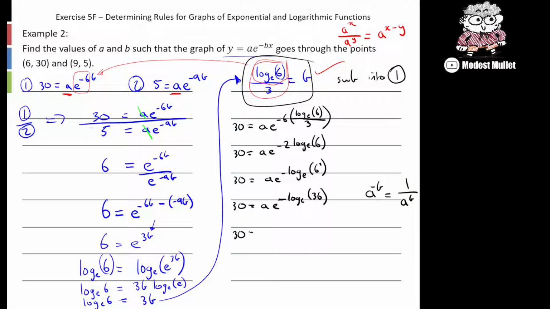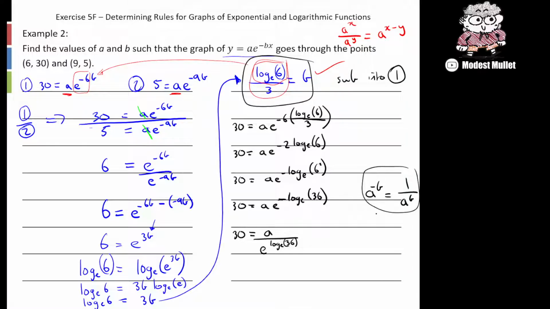So we can actually rewrite this as 30 is equal to a on e to log to the base e of 36. We've moved our whole index into the denominator, and that allows us to change the sign of the index from a negative to a positive using this index law here.